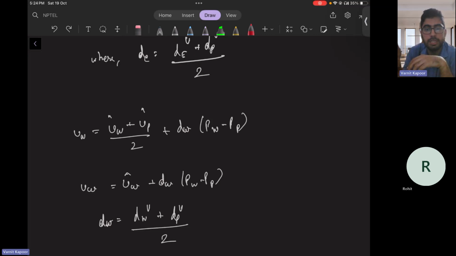Similarly, momentum interpolation can be done for each of the face velocities, just like we had done for UE. We can do the same thing for UW. So UW would be UW hat plus UP hat by 2, and so on, the other terms we have done.